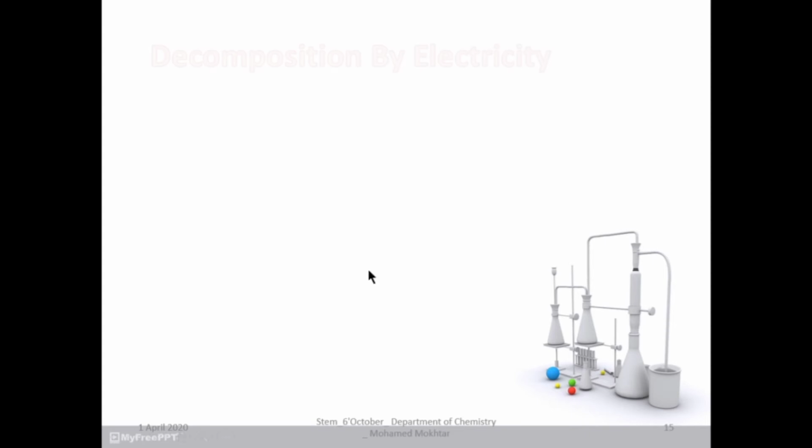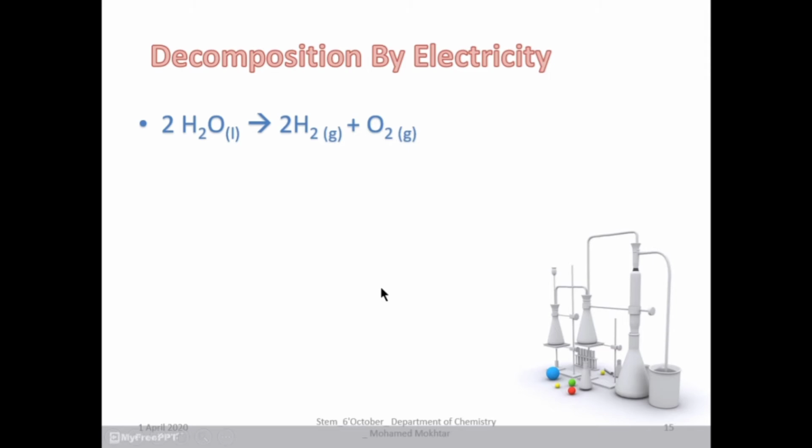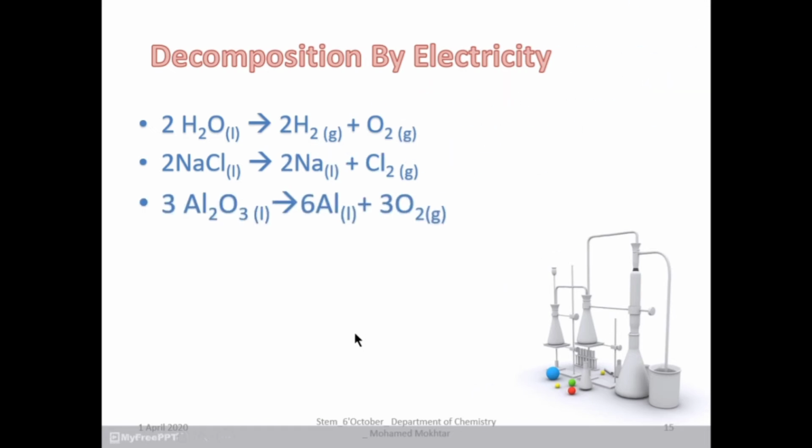Decomposition is sometimes made by electricity, like the analysis of water into hydrogen and oxygen, the analysis of NaCl into sodium and chlorine, and the analysis of aluminum oxide into aluminum and oxygen.